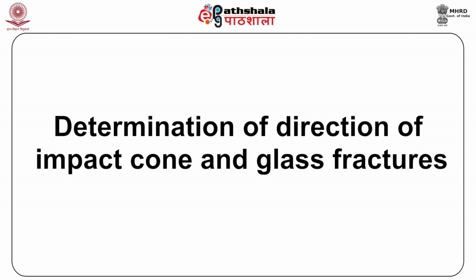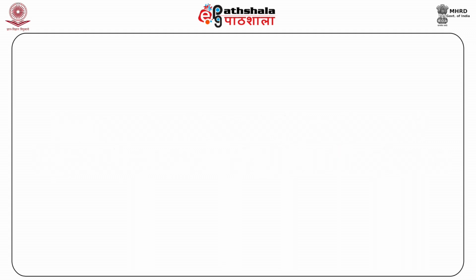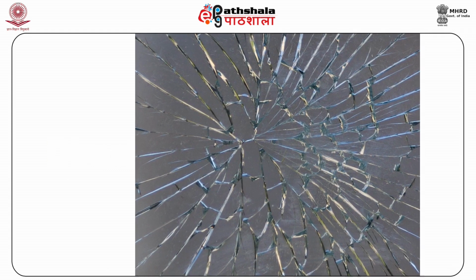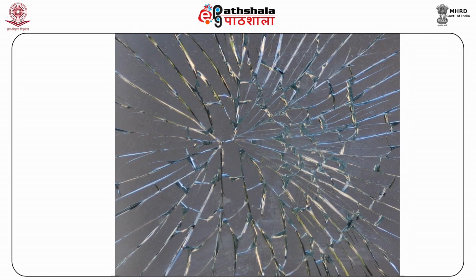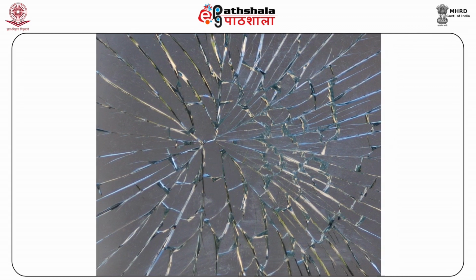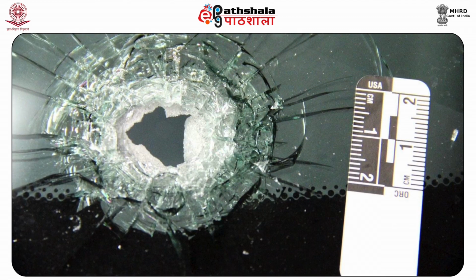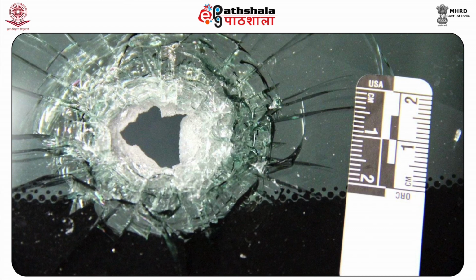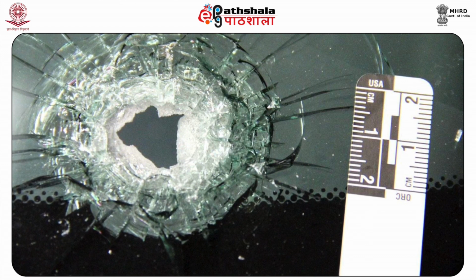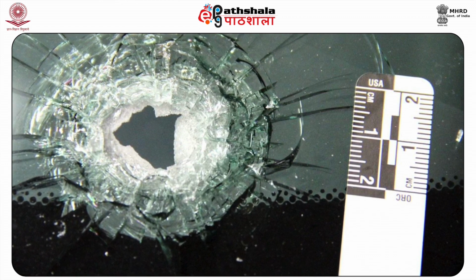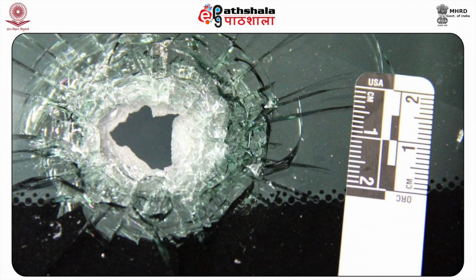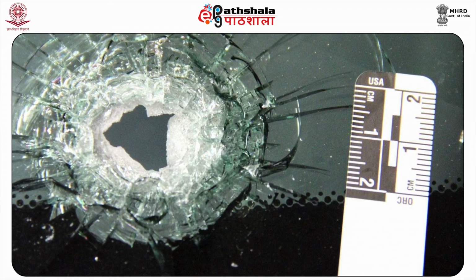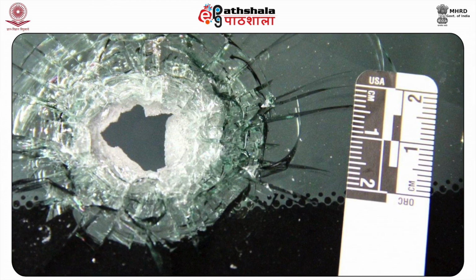Determination of direction of impact cone and glass fractures. Direction of impact cone. The patterns on the glass fractures can actually reveal the direction of the projectile. The pattern can actually reveal whether the object that caused the fracture was moving at a low pace like a rock or a fast moving bullet, whether it is a thermal stress or impact. This can really be critically important in reconstructing the crime scene.